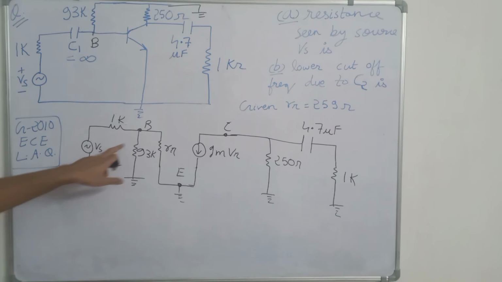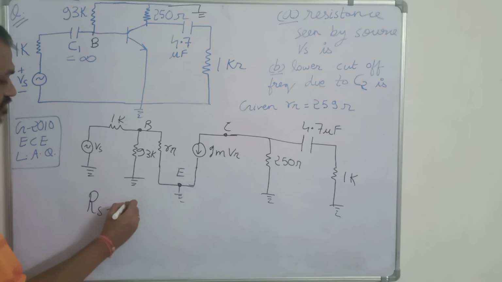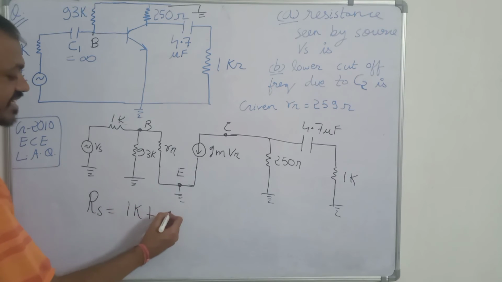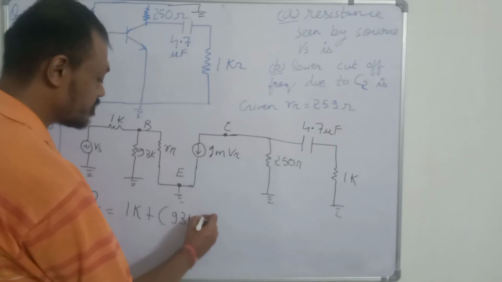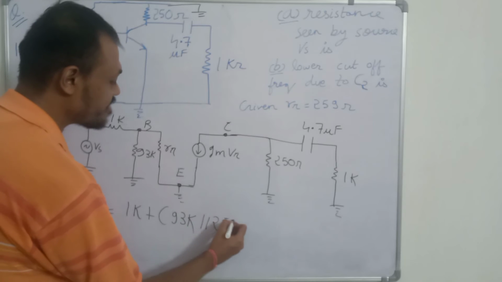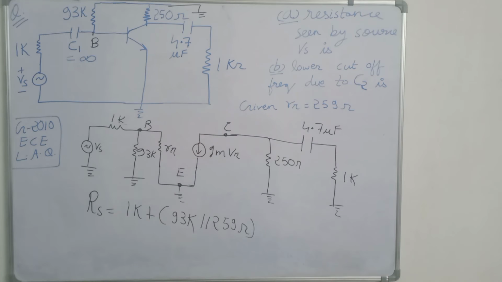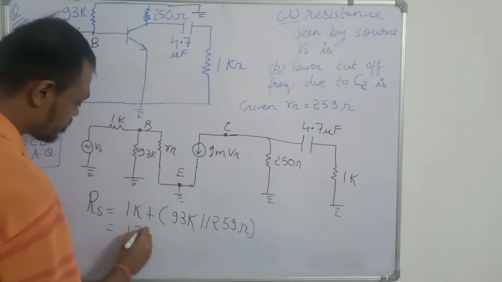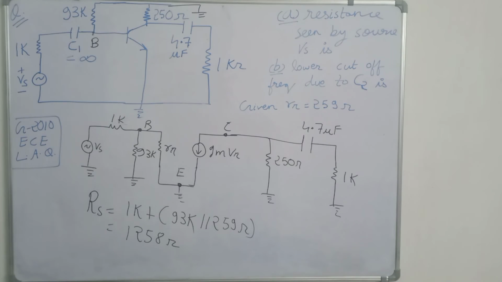So the resistance seen by the voltage source Vs is Rs is equal to 1K plus 93K in parallel with R pi, and value of R pi is given as 259 ohm. So 93K in parallel with 259 ohm. So this will be equal to 1258 ohm. So Rs will be equal to 1258 ohms.